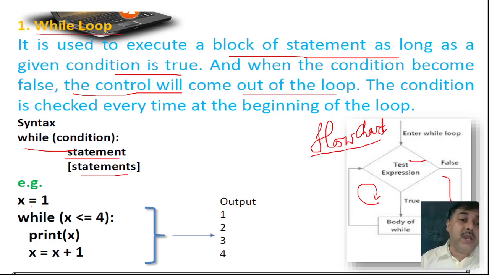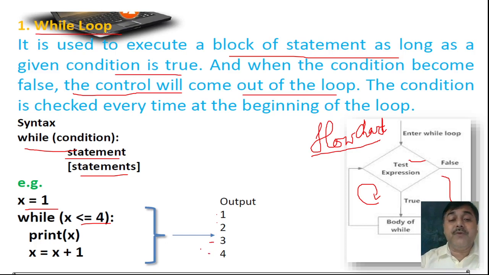See here, x equals 1, while x is less than or equal to 4, print x, then x equals x plus 1. That means the loop will continue until the condition x less than or equal to 4 no longer holds. So first it will print 1, then 2, then 3, then 4. After printing 4, x plus 1 equals 5.